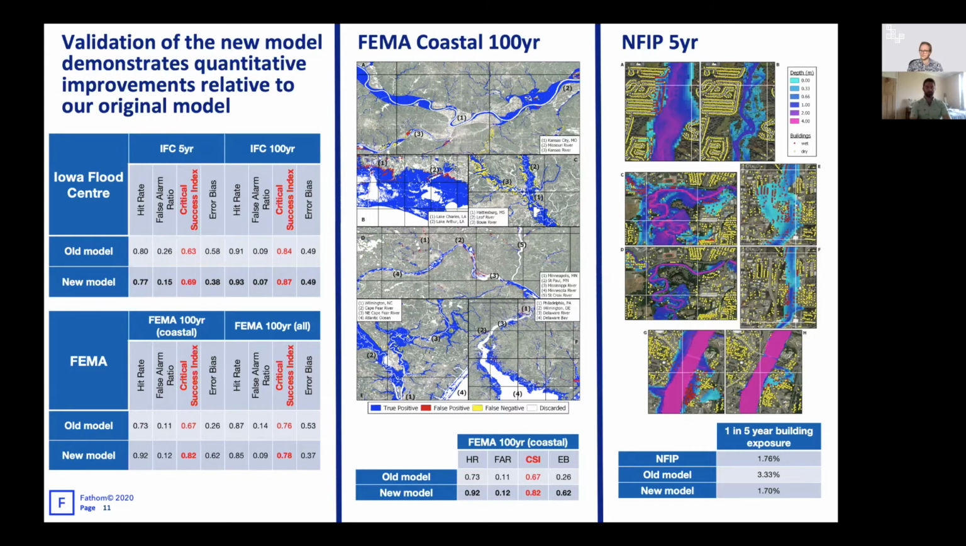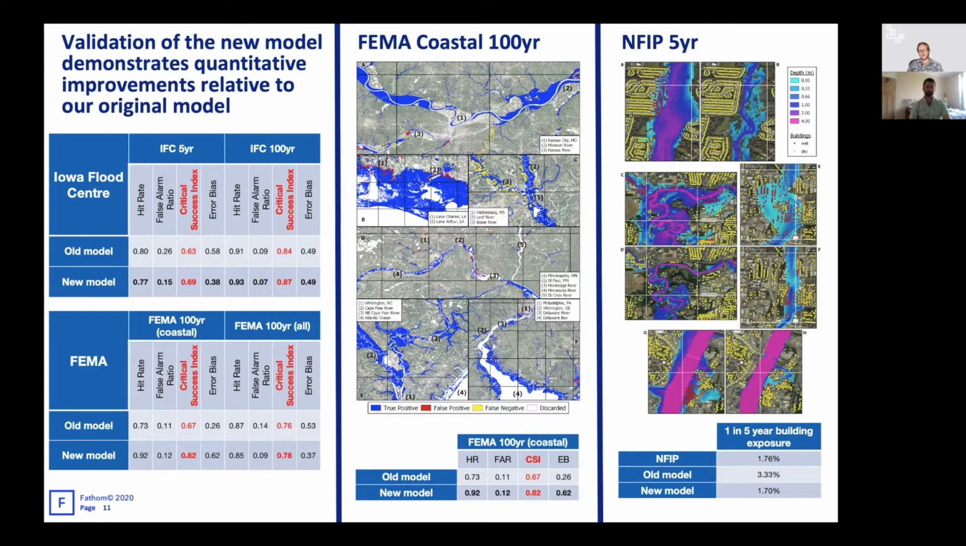So in summary, you can see from these statistics that the critical success index for model behavior, which is a measure of model performance that takes into account both over and under prediction, has improved across the board, which is of course something that we're very pleased to see.